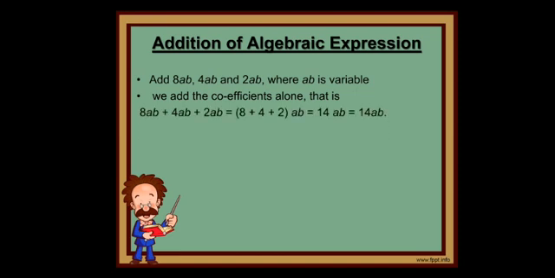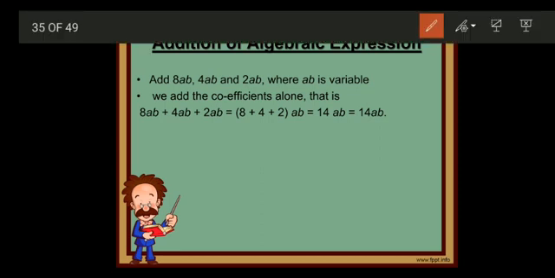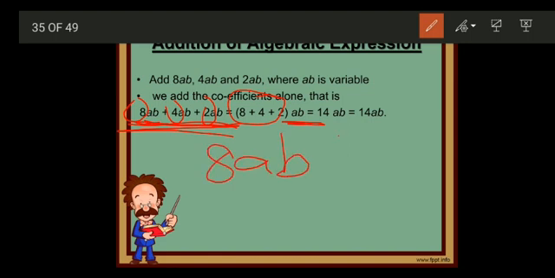That is 8 plus 4 plus 2. Then we write the variable. 8 plus 4 plus 2 is 14, so 14ab. So 8ab plus 4ab plus 2ab will be equal to 14ab, adding the coefficients alone and writing the variable. Since these three terms are like terms, we add only the coefficients and write the variable as it is. Okay, suppose we have unlike terms 8ab and 3.